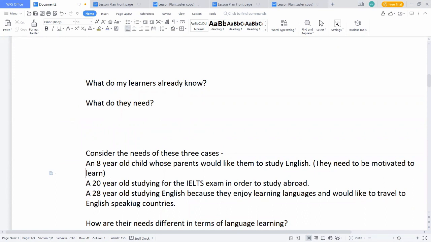Then we have this 20-year-old. What do they need? They need language that the IELTS exam requires of students. They also need to practice specific exam tasks.